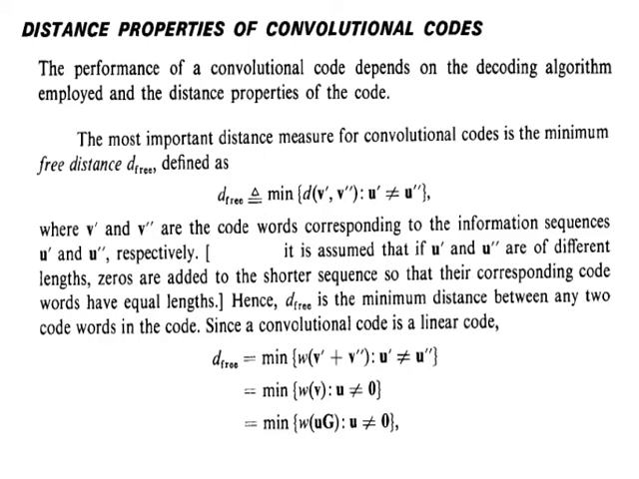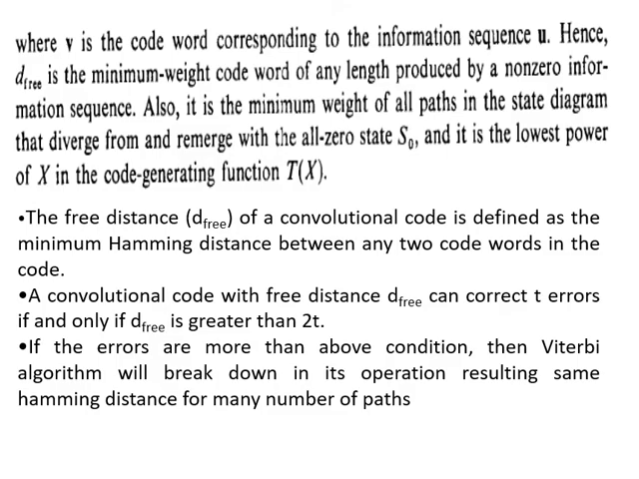We can also define that the minimum weight of those code words is also called d free. So the minimum weight we can represent as the minimum of the weight of v, that means for non-zero messages we are considering the minimum weight. Then this v we can replace with u into g. So the minimum of weight of ug, where u is not equal to 0, is also defined as the minimum free distance d free, where v is the code word corresponding to the information sequence u.